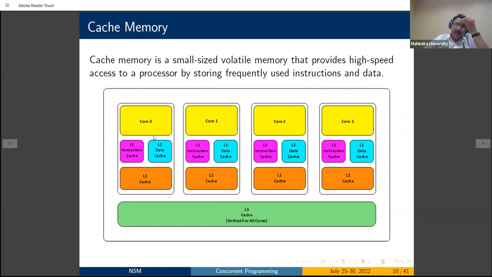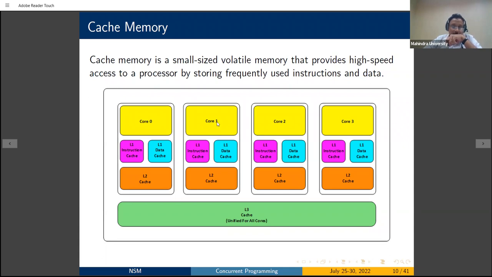Here, when you look at this particular diagram, what can you observe? We can find four cores: core 0, core 1, core 2, core 3. Again, there are two L1 caches: an L1 instruction cache and an L1 data cache, then an L2 cache and an L3 cache. The L3 cache is unified for all the cores. If data is available in L3, the remaining cores can easily access the data from L3.